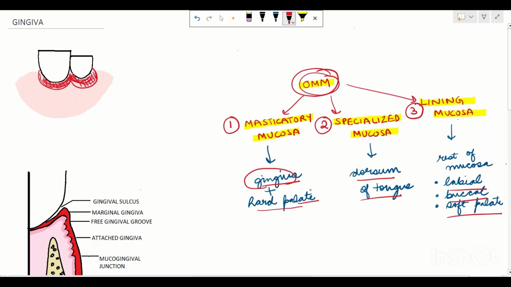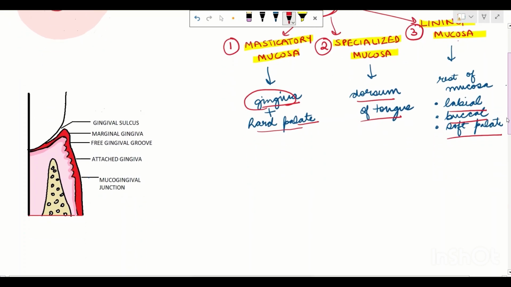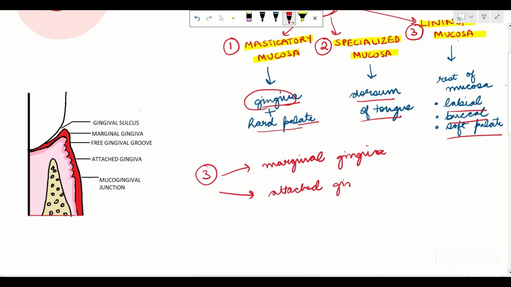Now, what are the types of gingiva? There are 3 types of gingiva: the marginal gingiva, the attached gingiva, and the interdental gingiva.